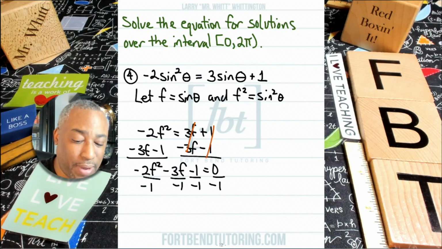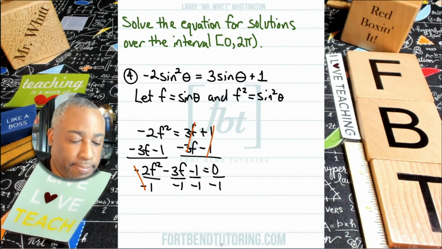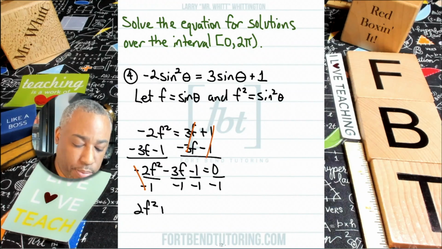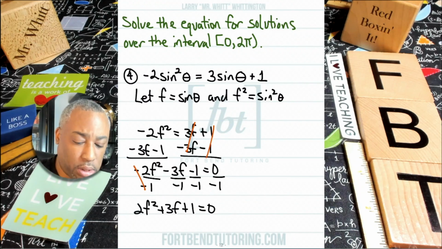I guess I could have added 2f squared and it would have been simpler, guys, but I didn't think to do that at the time. So sorry for that. Yeah, it would have been easier just to add 2f squared to both sides. Sorry. Didn't recognize that at the time. We have 2f squared plus 3f plus 1 equals 0. And now we want to factor this, guys. And if we're factoring here, let's bring this over here.